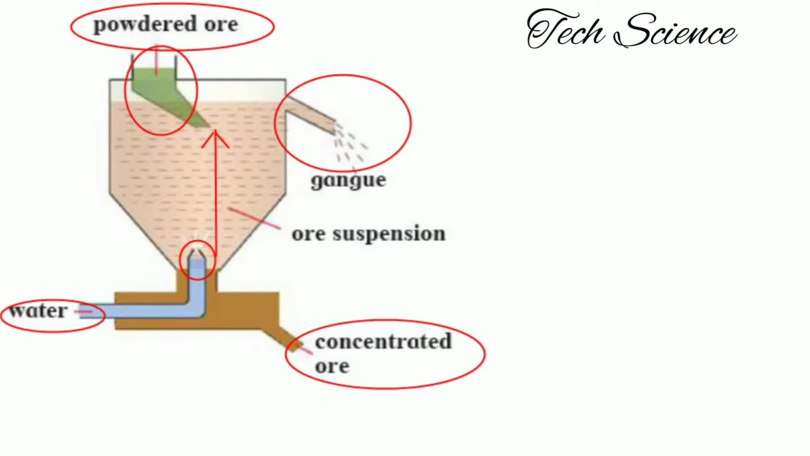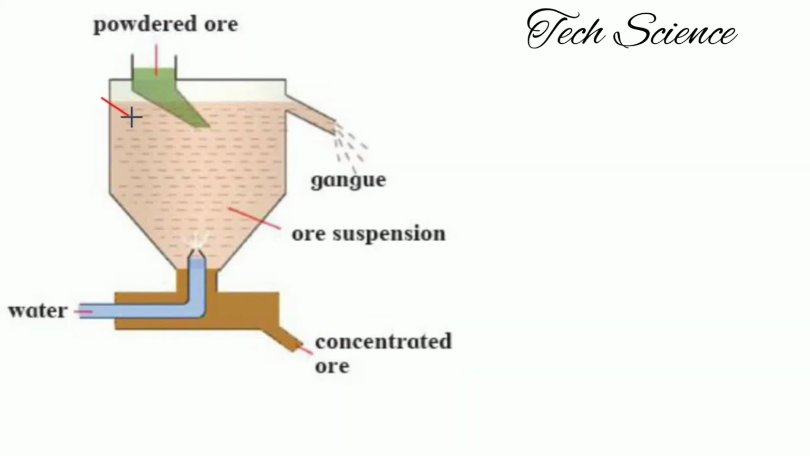Now the gangue particles are very light, and that's why when they are mixed with the water, they float on the upper area of the water. And the method is based on gravitation. Why? Because the gangue particles are lighter, so they float on the water, and they are very easily separated or filtered out, because there is an outlet, and through it they get separated from the main ore.